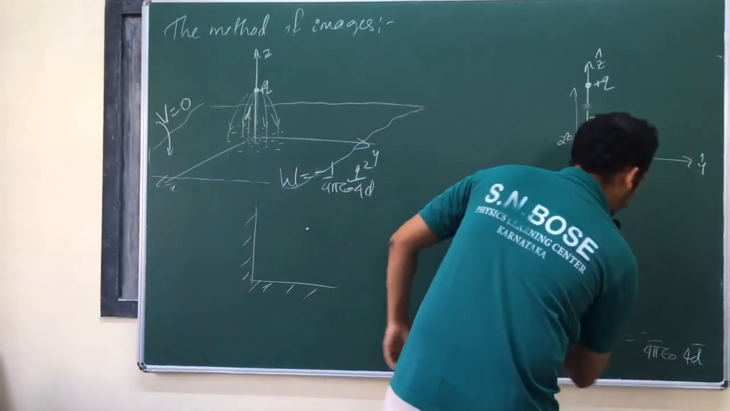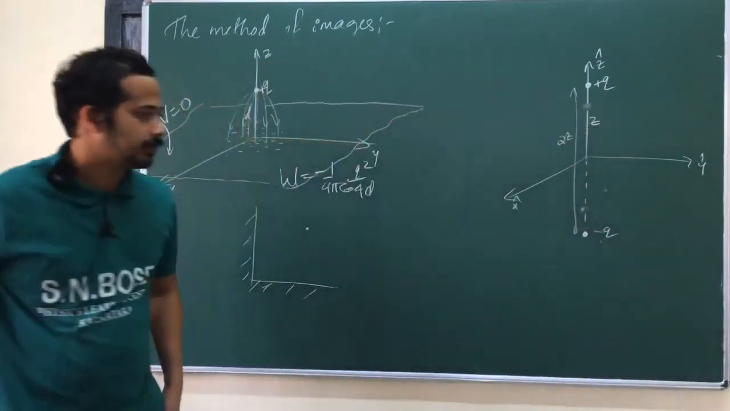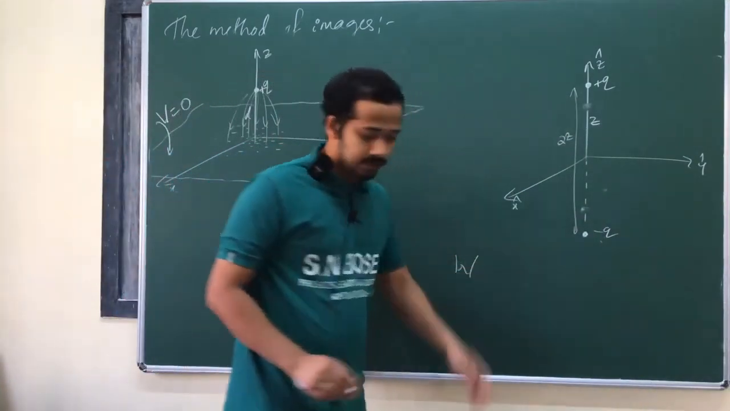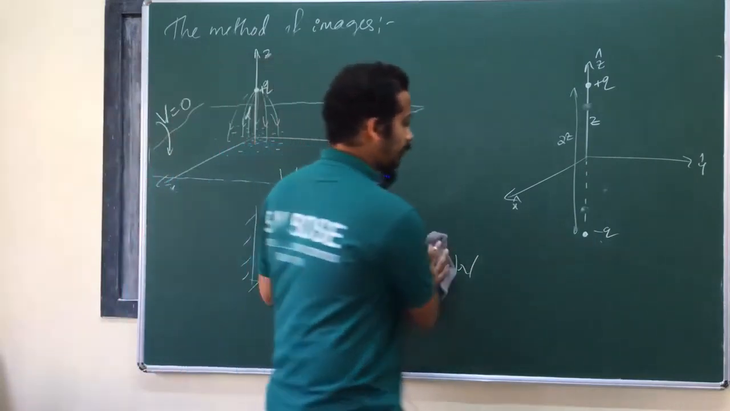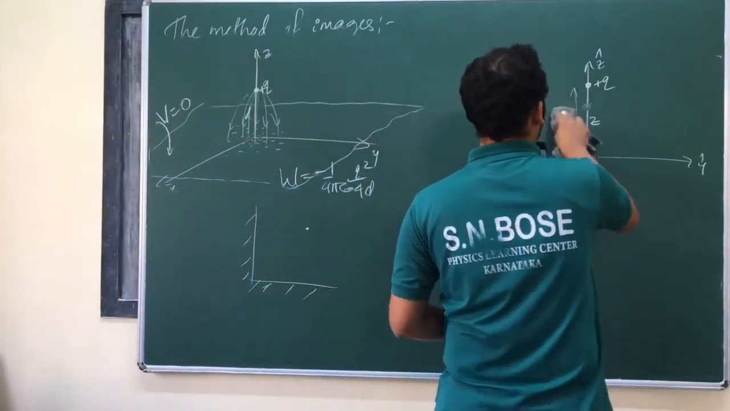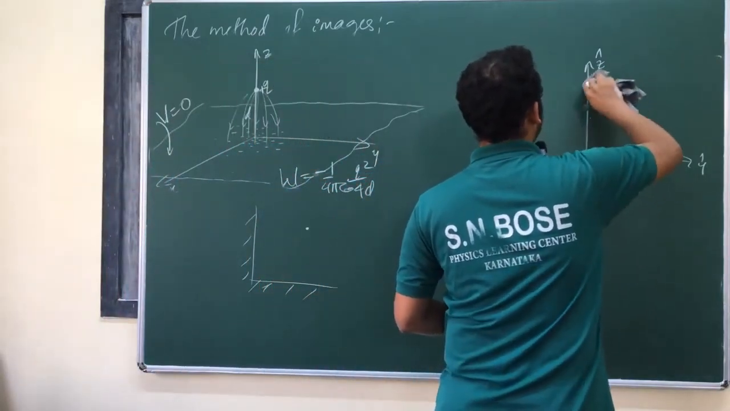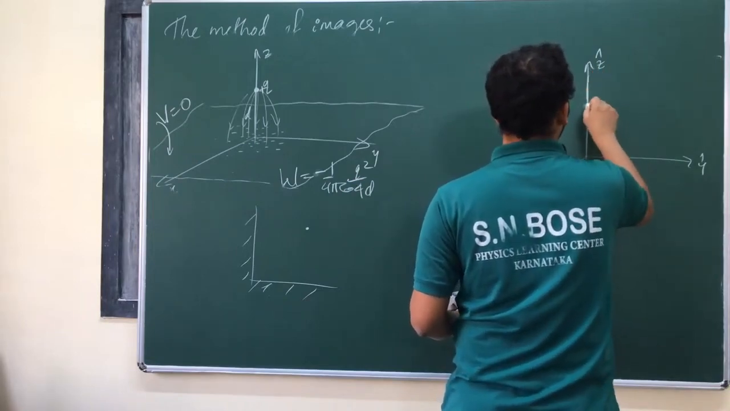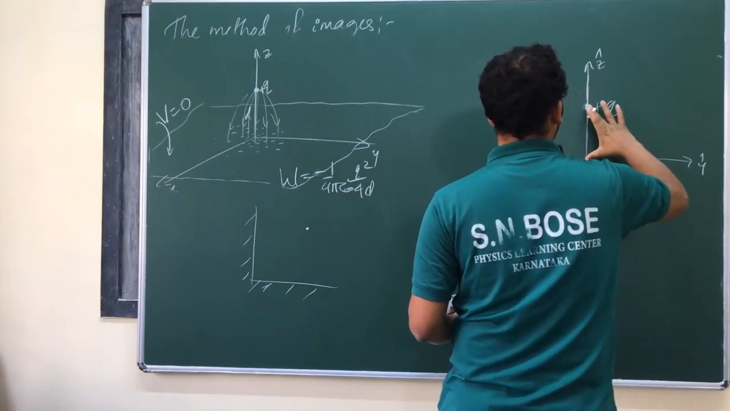So now the difference is work done. What I do here is, in the second method of finding the work done, I'm going to pick up, suppose this is plus Q.